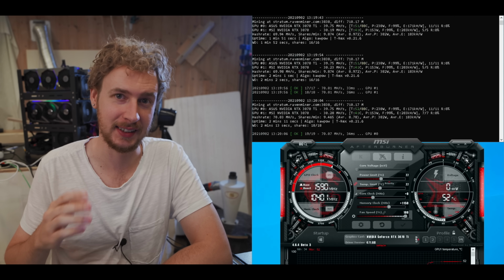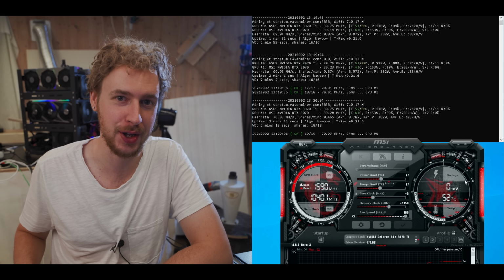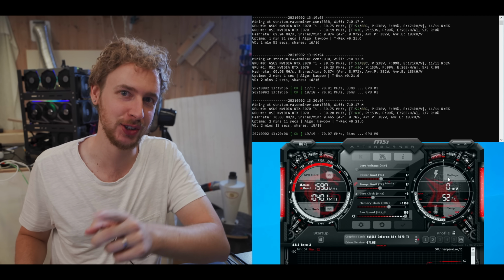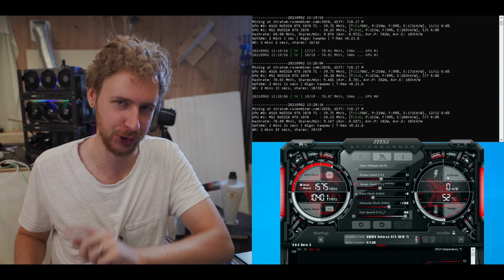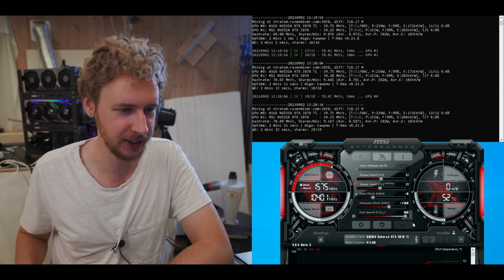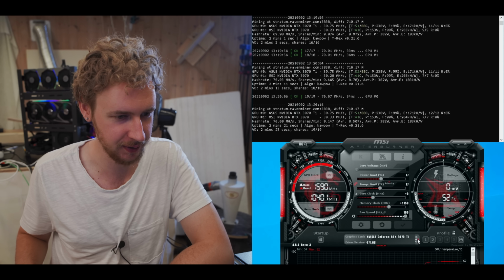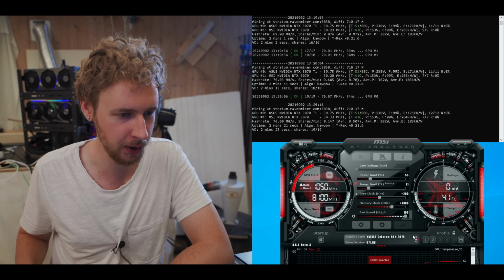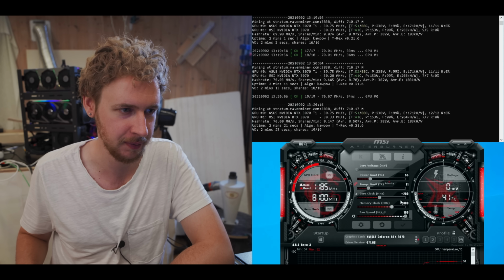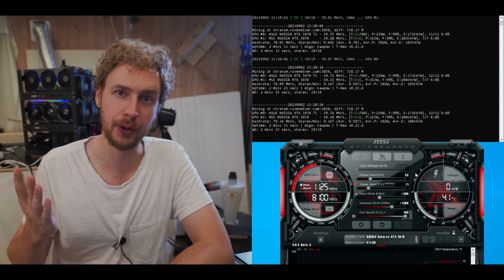Those are the numbers. And since I know some of you guys are gonna ask about the overclock settings, even though you shouldn't just copy somebody else's overclock settings, you should find your own, but here they are. These are my settings for the 3070 Ti, and here are the settings for the 3070. All right, let's move on to Ergo, shall we?